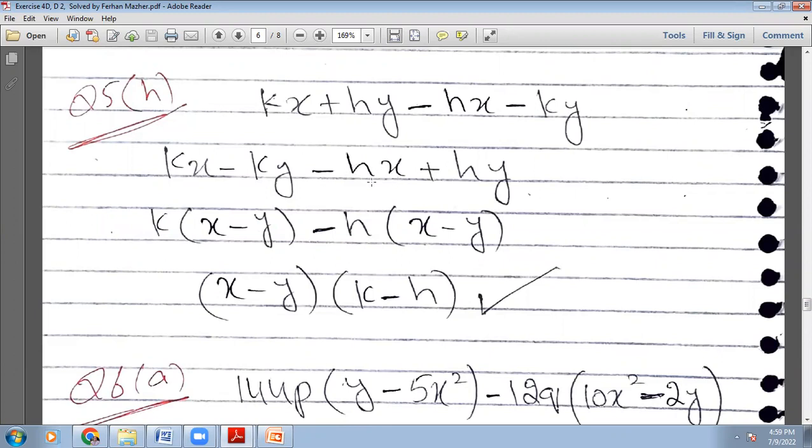From these last two terms, you can take minus h common, so you are left with x minus y in that bracket. Now you can see in these two terms, x minus y is common. From here you will have k, from here you will have minus h. So this is how you factorize it. Question number 5, H part: x minus y and k minus h.